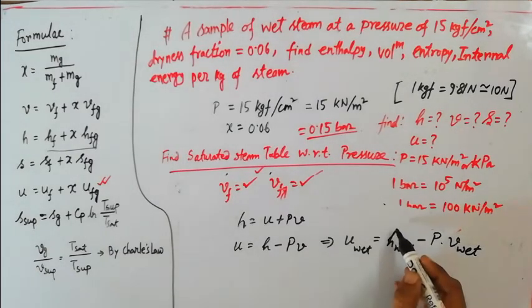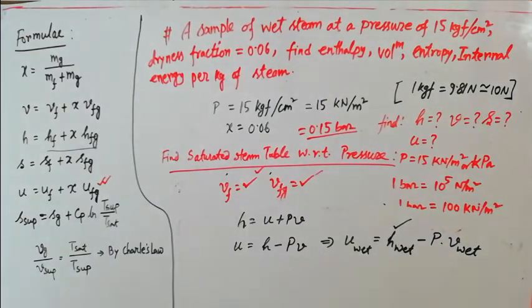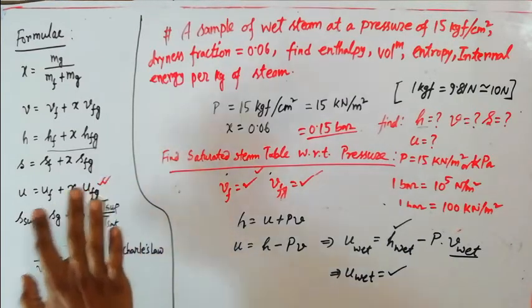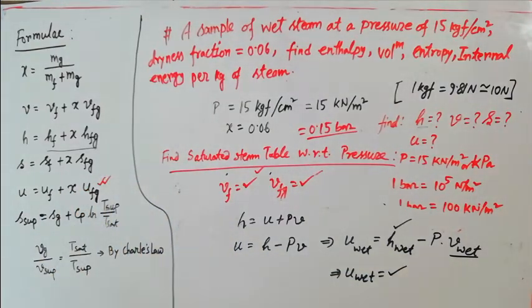So H wet you have already found, and V wet you have also found earlier using that particular formula. Just put all those formulae over there. From there also you can get the value of U wet that is being asked. If your steam table provides the values of Uf and Ug, then directly use this particular formula. If it is not giving you, then you have to use that other formula.